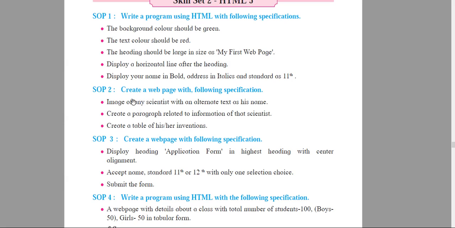You have to take the image of any scientist with alternate text, and the alternate text should be the name of that particular scientist. Then you will have to write a paragraph related to the information of that scientist, and you will have to create a table of his inventions. So this is your second SOP.